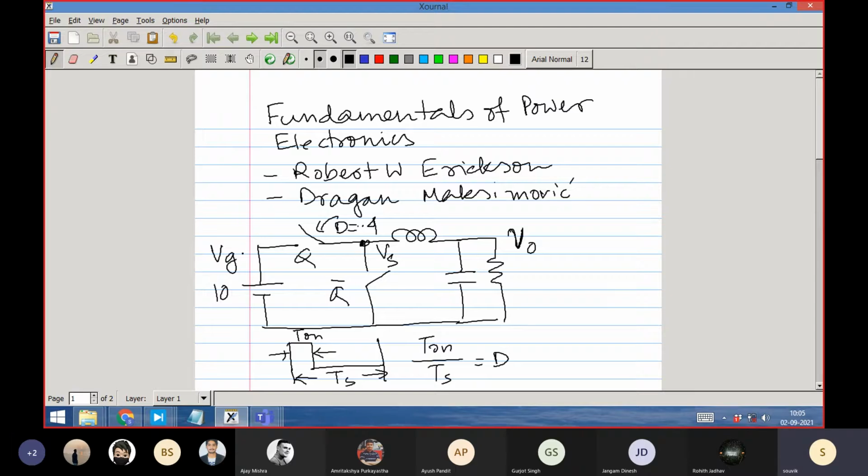So this was the situation, and under steady state, V0 will definitely go to the average level of the voltage that is produced. V0 is in a sense the Vs average, the switch voltage average. So this also will go to 4 volt because the duty ratio is 0.4. We know that in steady state the inductor can be considered as almost short, and the capacitor can be considered as open.